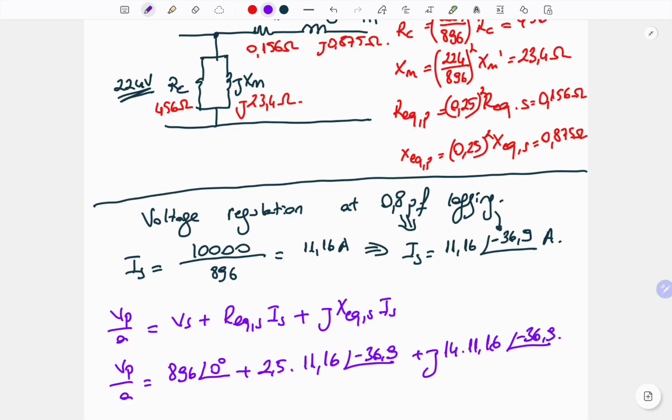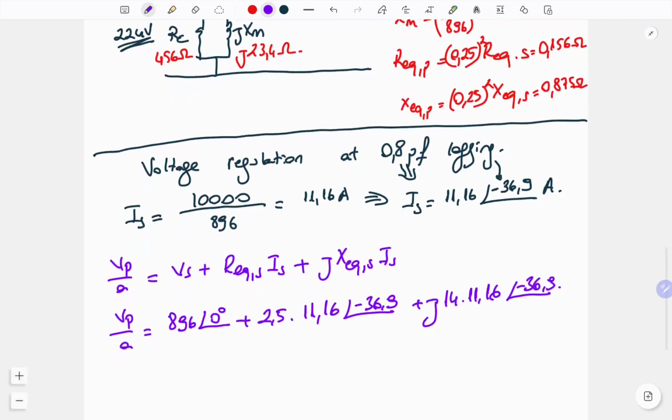Okay, now we should go one step further to clarify the voltage drop values. So 896, and it will come 27.9, which is the multiplication of the coefficients of the R and I magnitudes, and with the same angle.